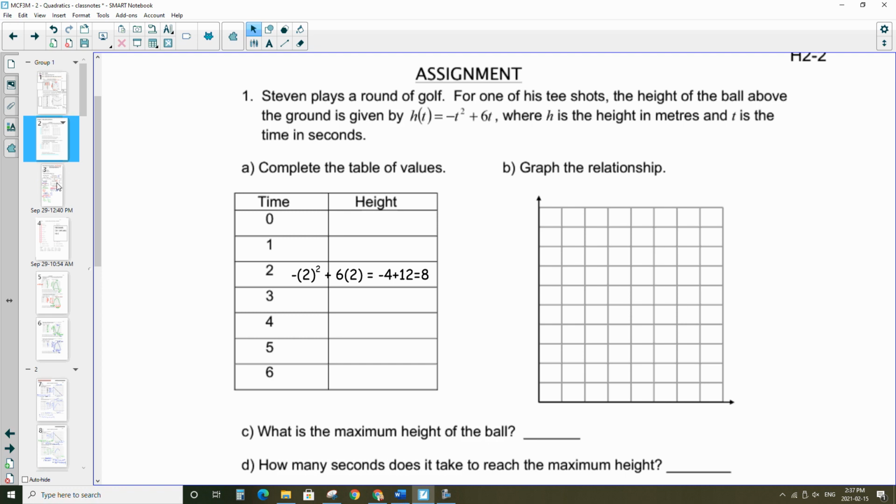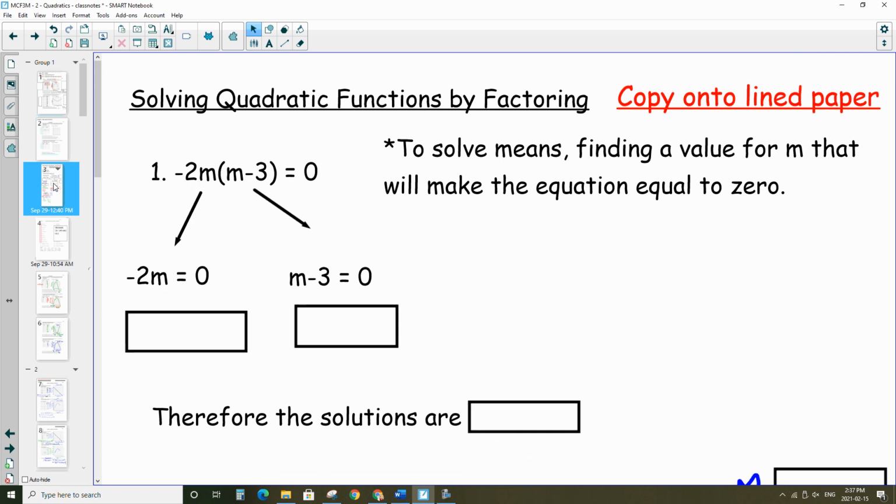The second part of today's lesson, you'll have to write this down on a piece of paper. All right, so for this portion of the lesson, what you'll need to do is make sure that your equation is factored first, and then you're going to solve.